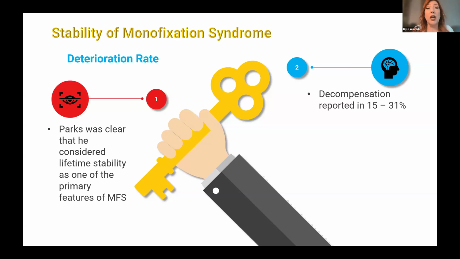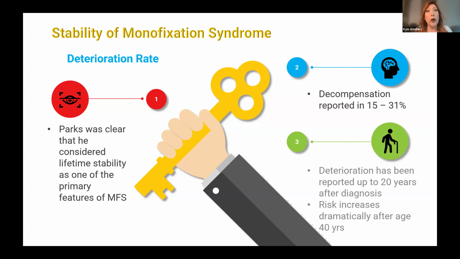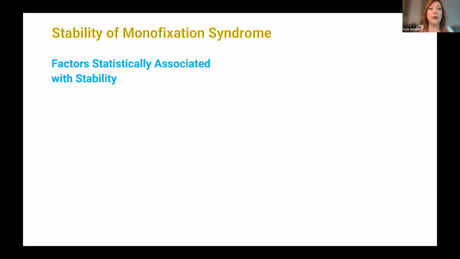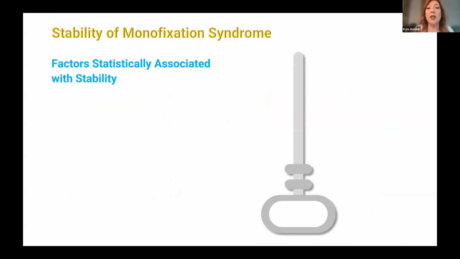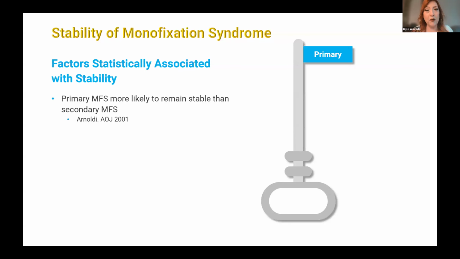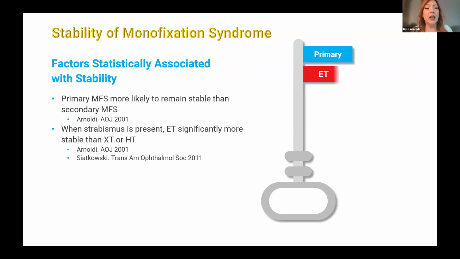However, recent reports have shown decompensation in monofixation in up to 31% of cases. Now, rarely this decompensation occurs within a year of achieving monofixation status. Usually that deterioration happens much later, up to 20 years later, with the risk increasing dramatically after age 40 years. There are some factors that have been statistically associated with stability. These include primary monofixation rather than secondary.